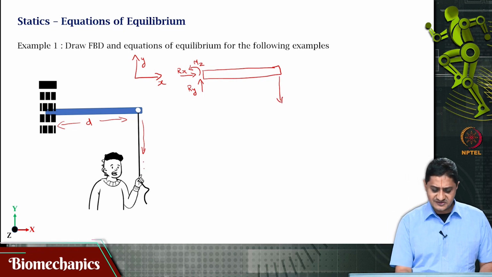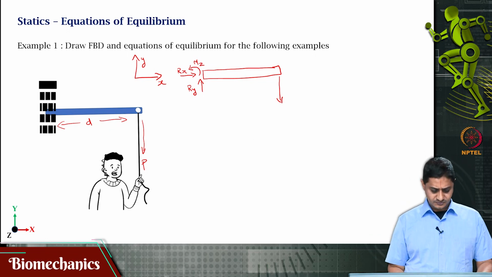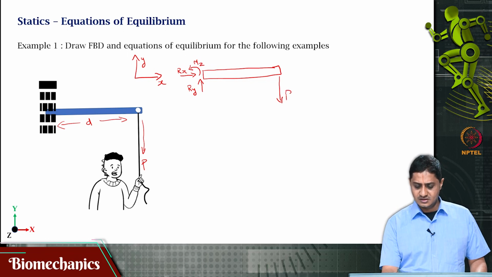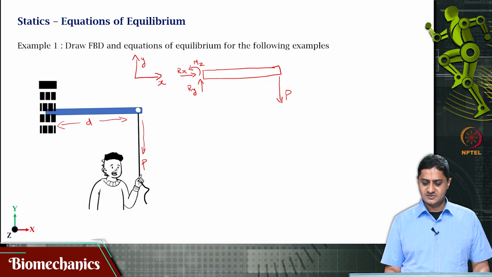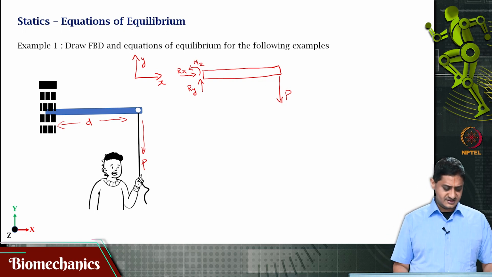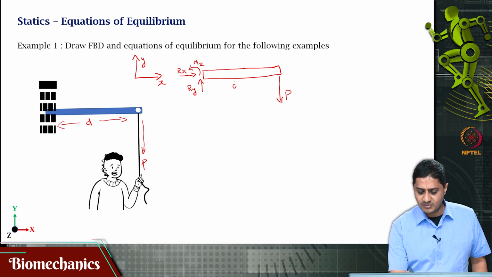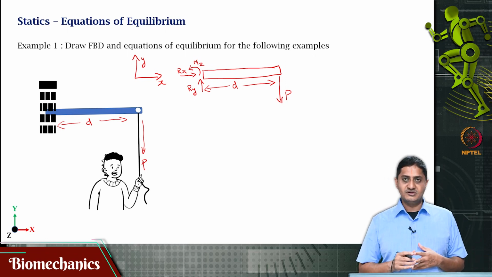Let us say that this person is applying a force P. I am going to call this P, some known force P being applied by this person. Now are we done? The answer is yes, we are done with this. Also let us remember to mark the dimension, the length of this beam as d. This is the free body diagram of the beam given the force that is being applied.